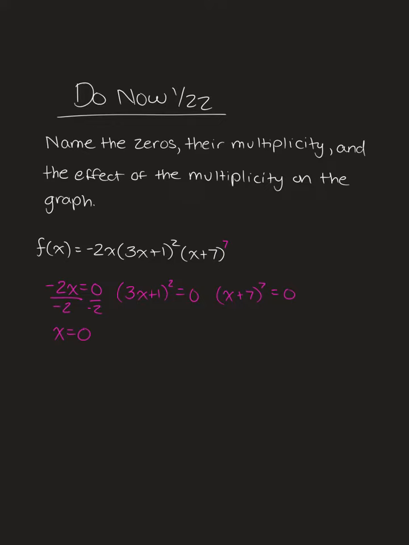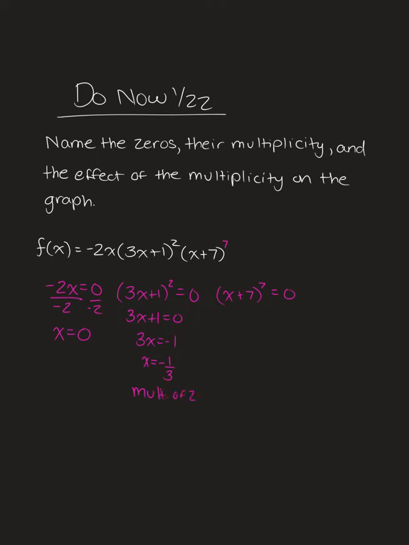3x plus 1 squared. I'm not really going to worry about the squared right now, but I know that it is the multiplicity. So if I have 3x plus 1 is equal to 0, I subtract 1 from both sides, I will get 3x is equal to negative 1, and then divide by 3. So I will get negative 1/3, and it is a multiplicity of 2.